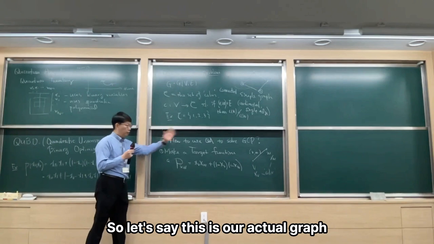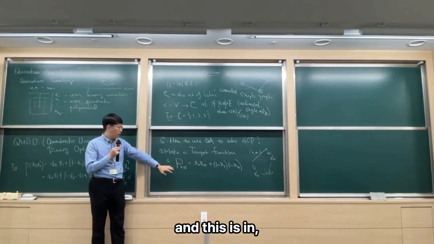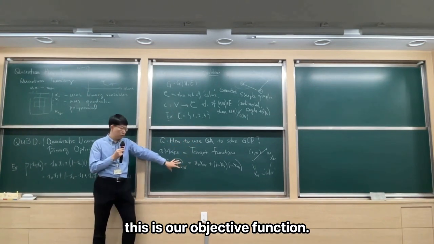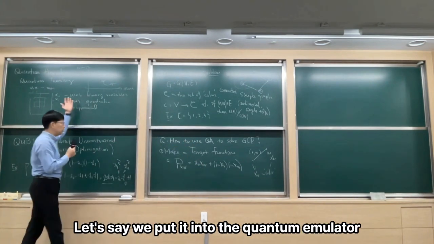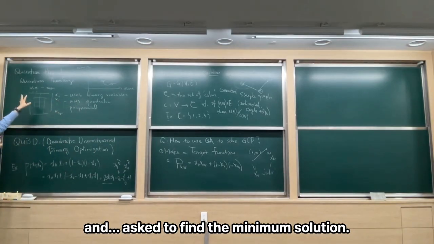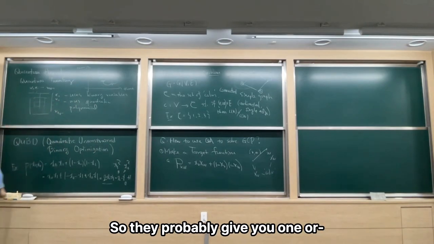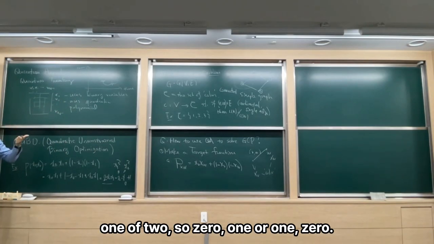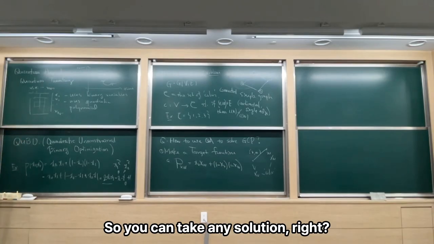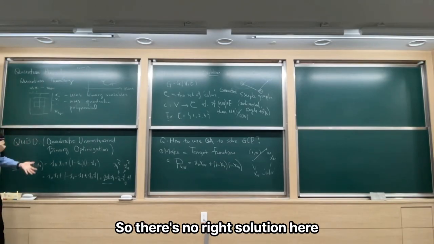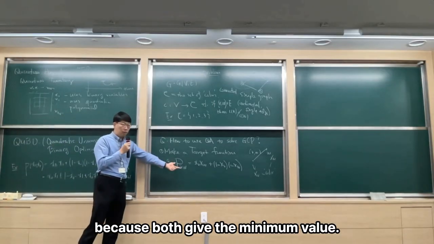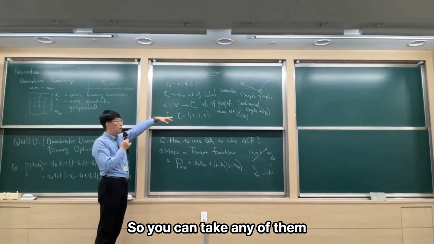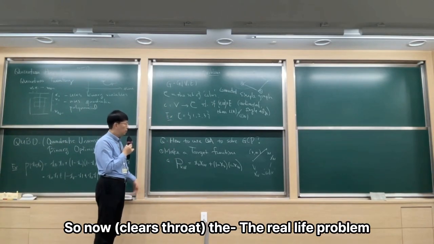So let's say this is our actual graph, and this is our objective function. Let's say we put it into the quantum annealer and ask it to find the minimum solution. So it will probably give you one of two, either 0, 1 or 1, 0. So you can take any solution, right? There's no single right solution here because both give the minimum value, so you can take either of them.